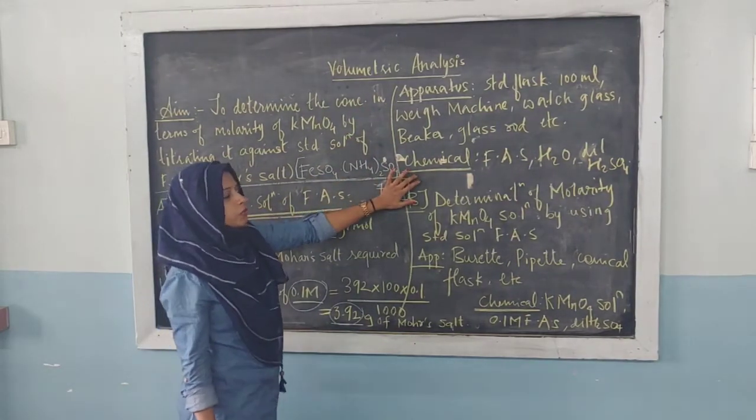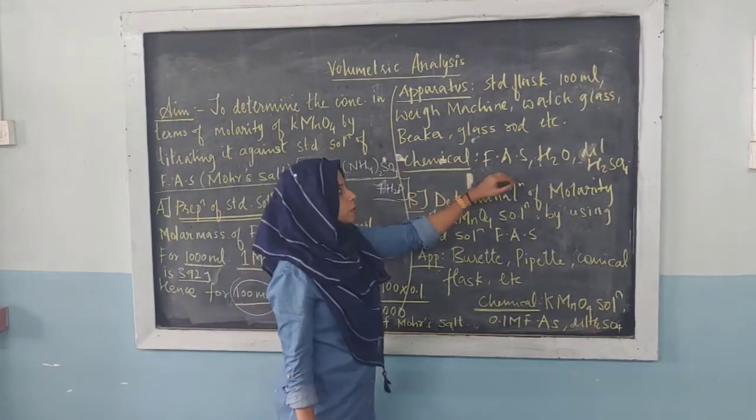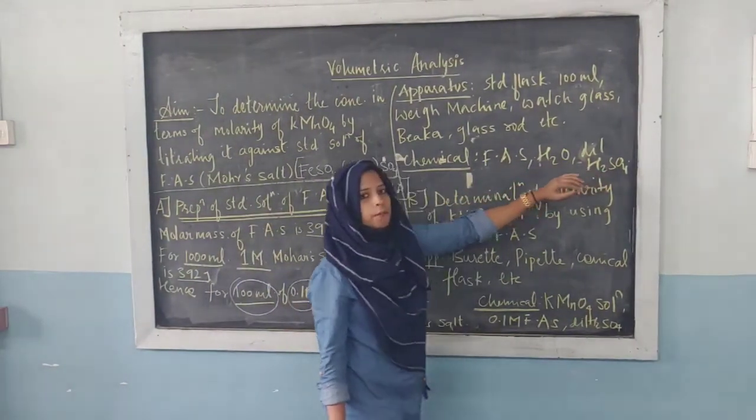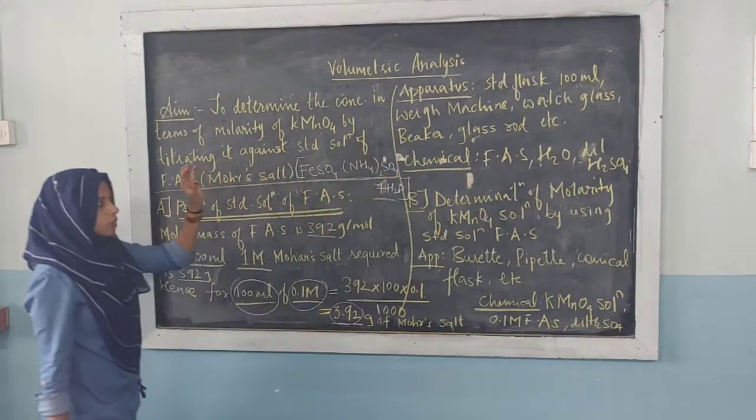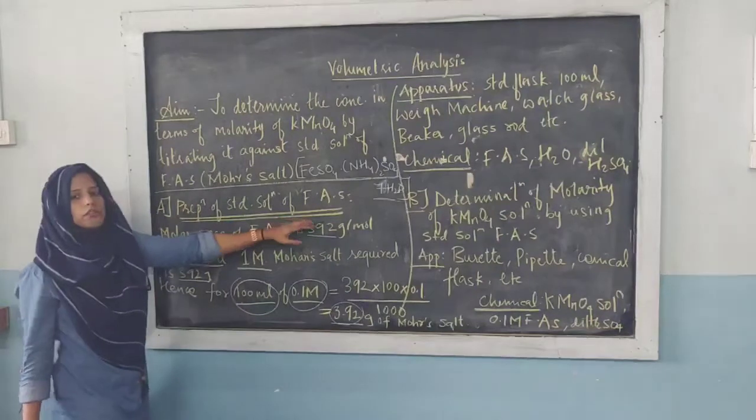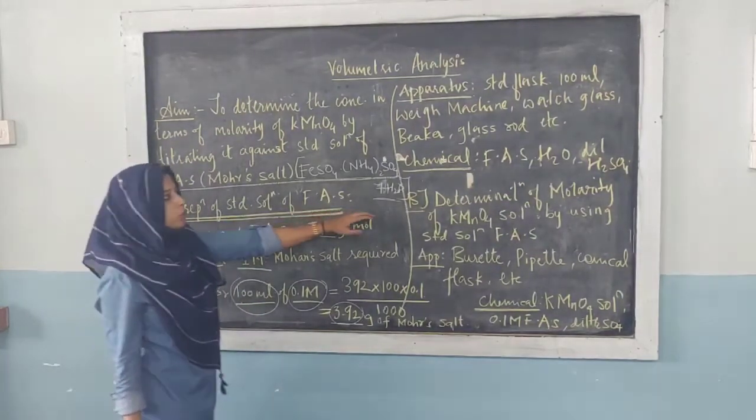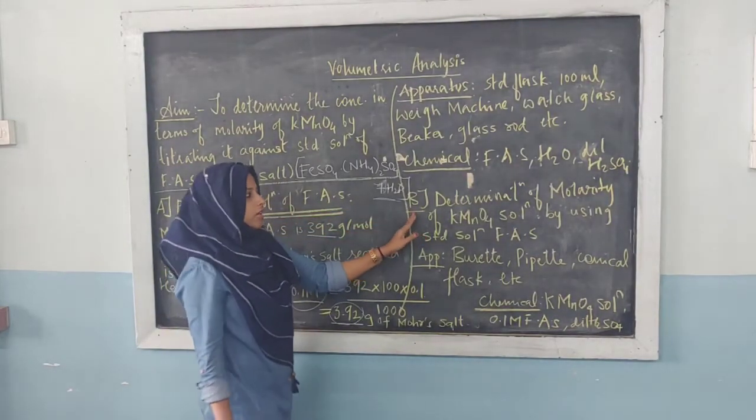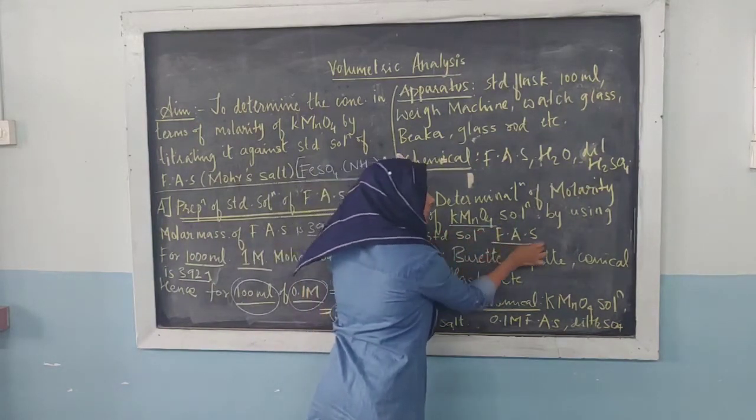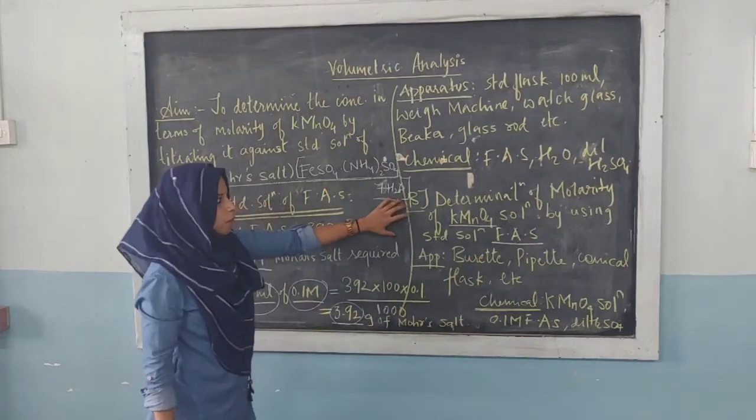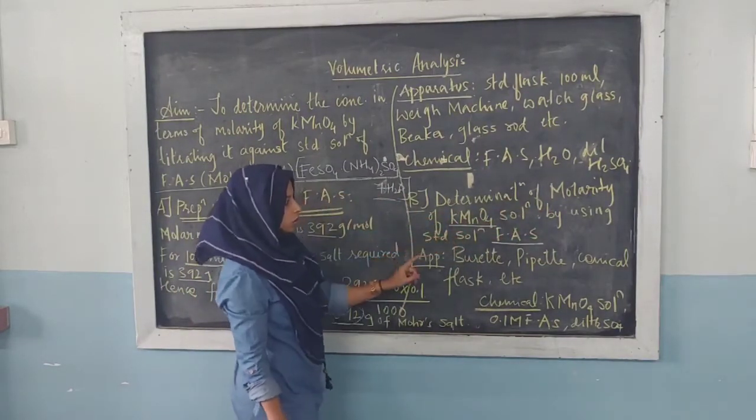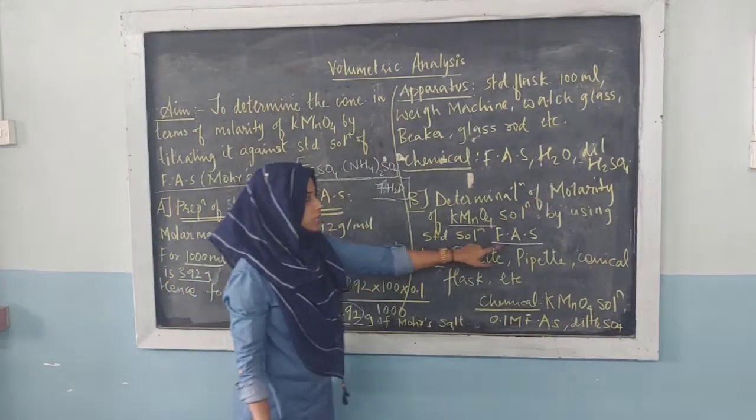Moving to chemical which we will use for this experiment is ferrous ammonium sulfate. Then we have water and dilute sulfuric acid. So these are the things which we are going to use for step 1, that is preparation of standard solution of ferrous ammonium sulfate. Moving to other part of the experiment where we are going to titrate KMnO4 against ferrous ammonium sulfate. So in second step, we will determine the molarity of KMnO4 solution by using standard solution of ferrous ammonium sulfate.